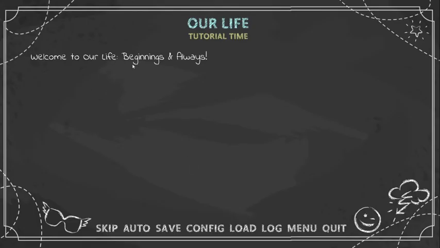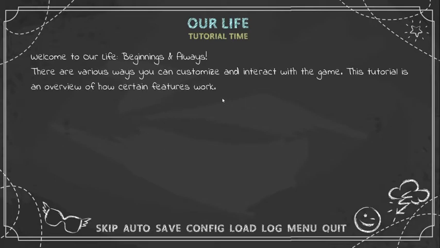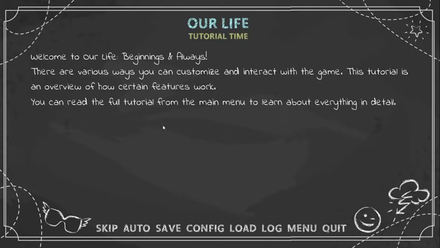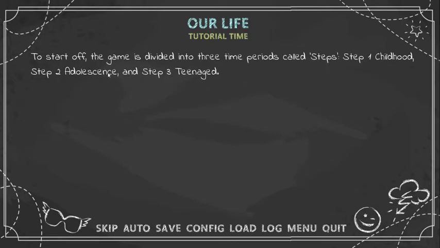Welcome to Our Life, Beginnings and Always. There are always various ways you can customize and interact with the game. This tutorial is an overview of how certain features work. You can read the full tutorial from the main menu to learn about everything in detail. To start off, the game is divided into 3 time periods called steps. Step 1, childhood, Step 2, adolescence, and Step 3, teenaged.